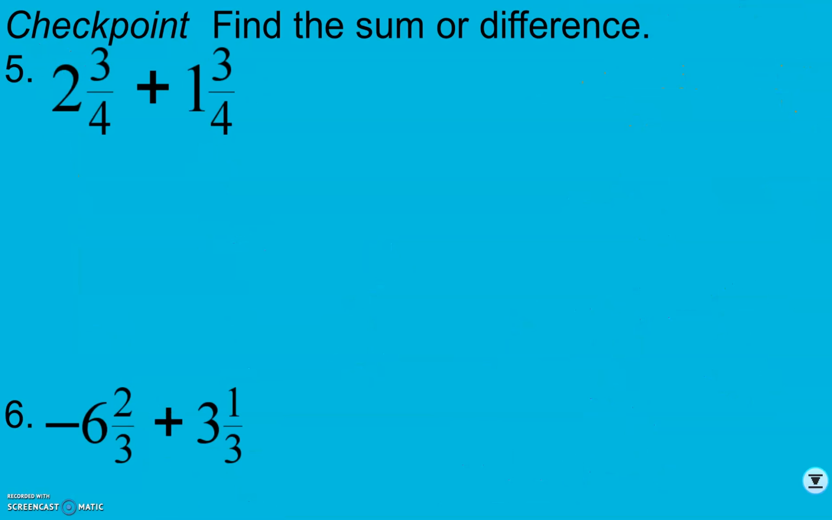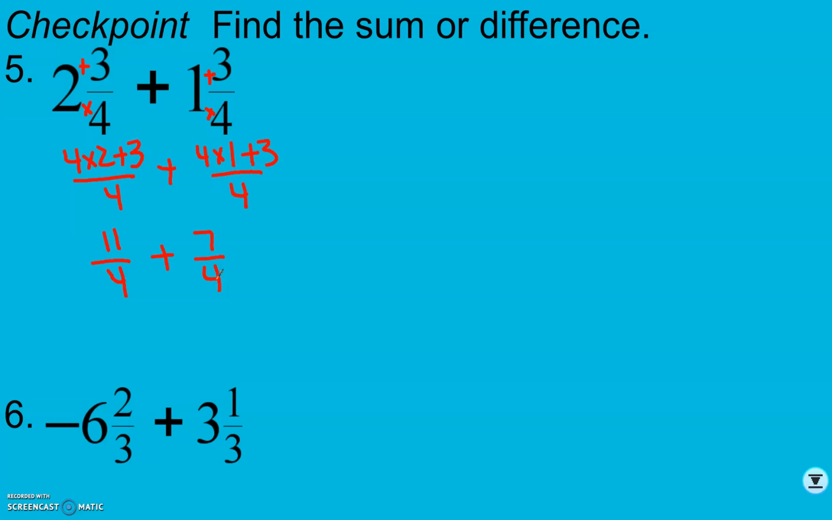On 5, go ahead and find the sum or difference. Here, because we're adding, we're finding the sum. I'm going to go ahead and flip these into improper fractions. So 4 times 2 plus 3 over 4, which gives me 11 over 4, plus 4 times 1 plus 3 over 4 gives me 7 over 4.